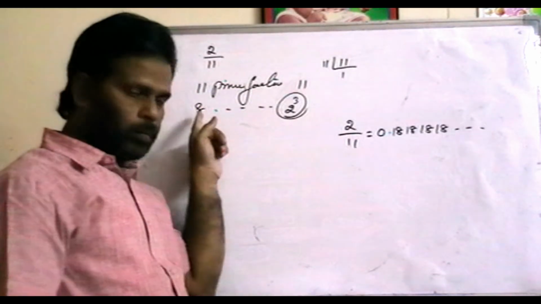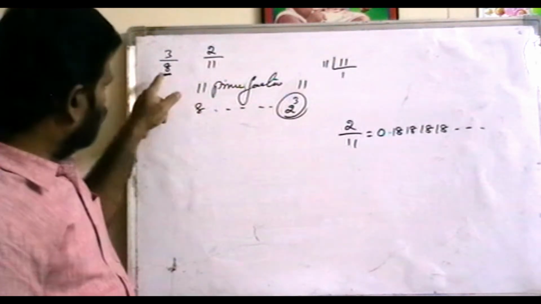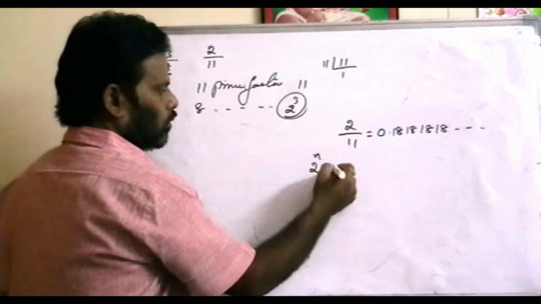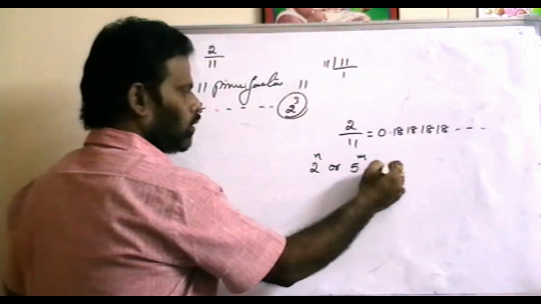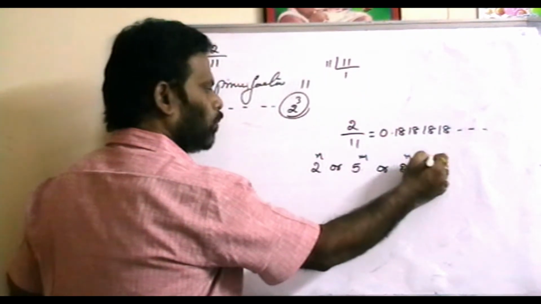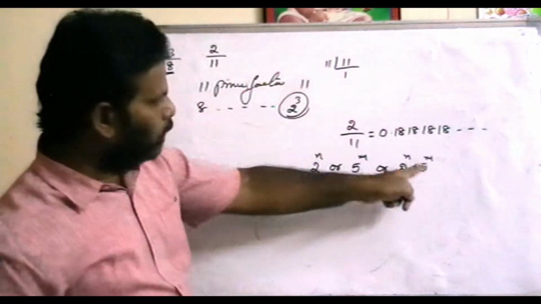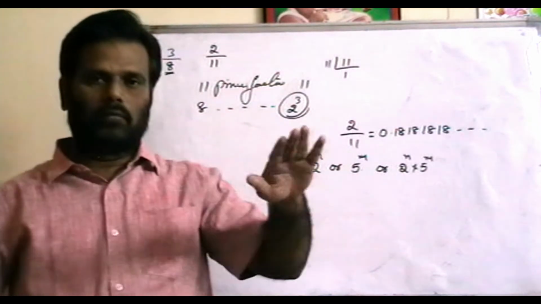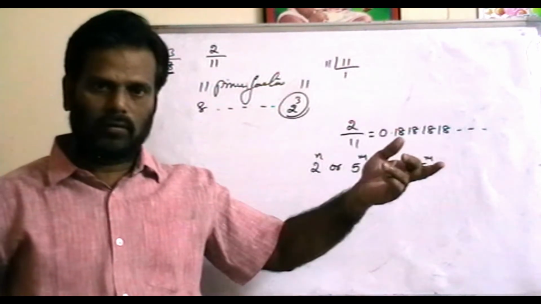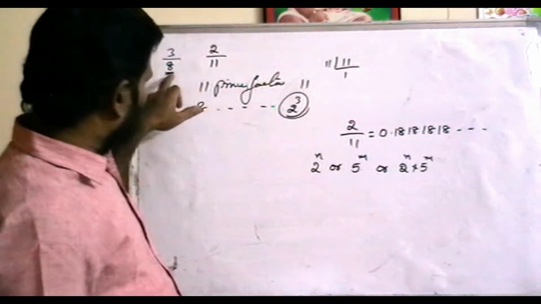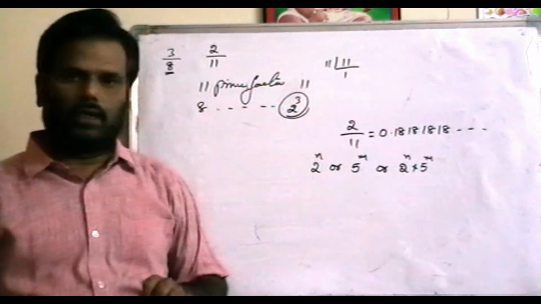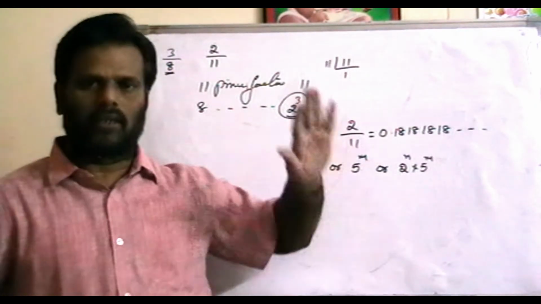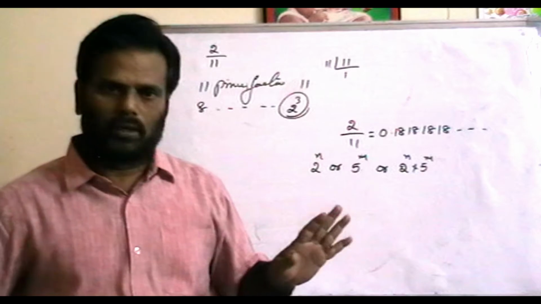If the denominator part q has prime factors either in the form of 2 power n or 5 power m or 2 power n into 5 power m, no problem. If prime factors other than 2 and 5 are there, then we can say directly that it is non-terminating but recurring decimal. If the prime factors of the denominator are 2 power n into 5 power m, then without division we can say directly that it is a terminating decimal, right?